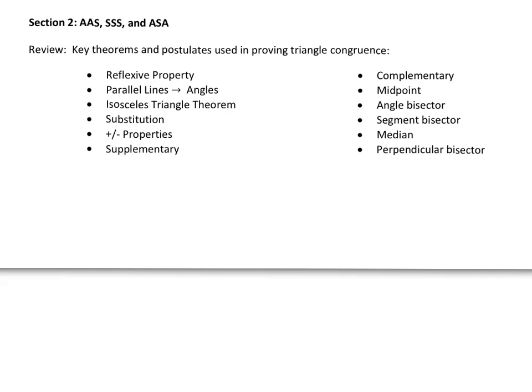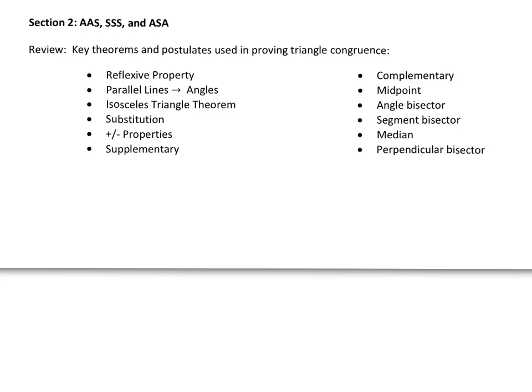The reflexive property, which says you can say that something's equal to itself. A lot of times we're going to say that a side is equal to itself, or we may have to state that in a proof. Parallel lines and the angles involving them: corresponding, alternate interior, alternate exterior, things we've talked about. Isosceles triangle theorem, which says that if you know 2 sides are equal, then the 2 bottom angles are equal, or the converse of that is true.